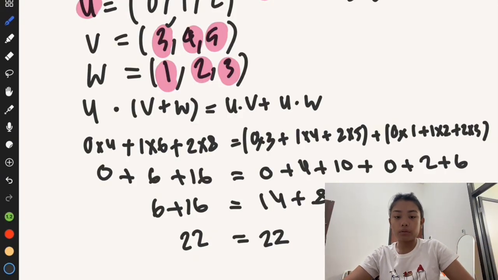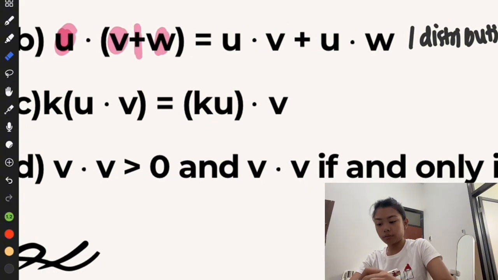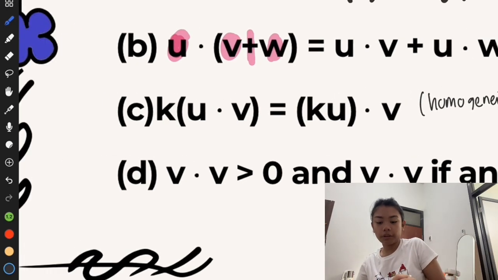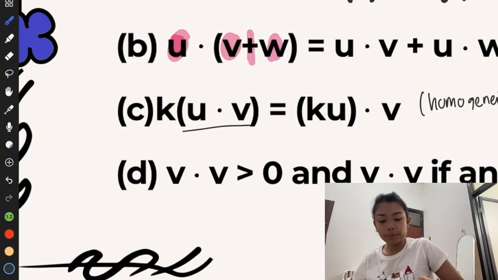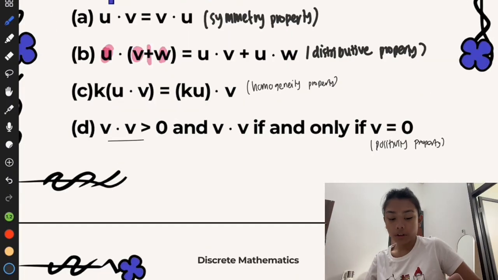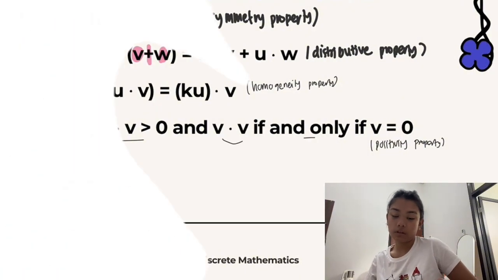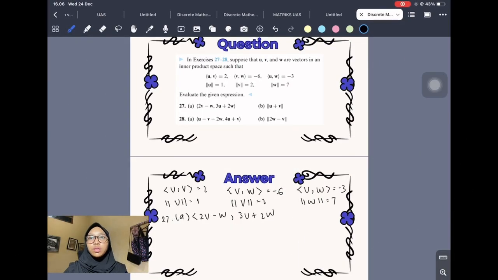But the remaining two properties are, we have here, this is called the homogeneity property. So you can see here we have k as a scalar, and you multiply the scalar by the dot product of u and v. But actually, you can also multiply the scalar with u and then get the dot product of that with v. And the next one is called the positivity property. So it sounds like this. So v dot v is greater than or equal to 0, and v dot v equals 0 if and only if v is equal to 0.